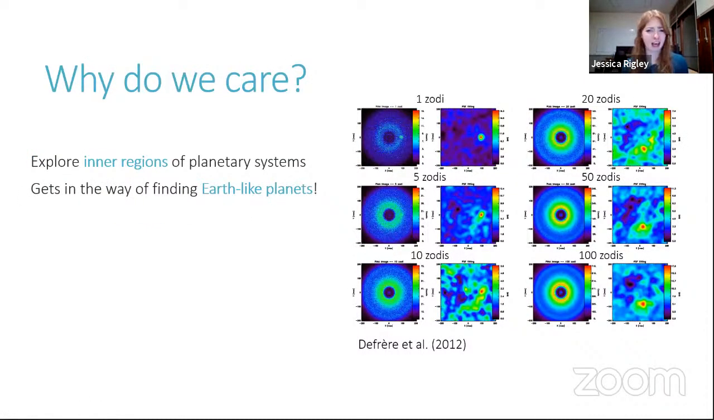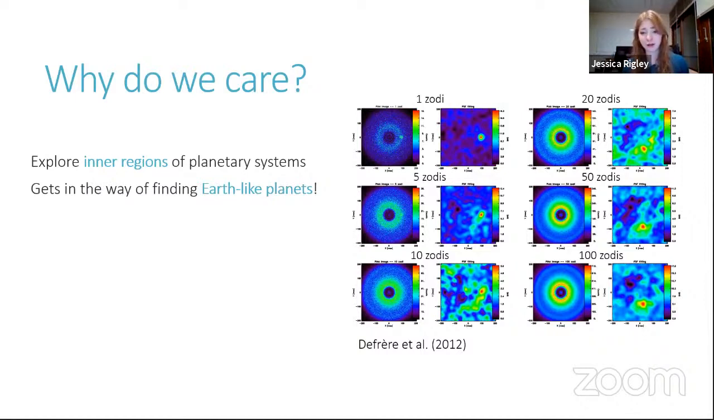So why should we even care about this dust anyway? There's essentially two different reasons. The first one is that it's really hard to see what's going on close to a star, but if we know what's going on with the dust close to the star, that can tell us something about what planets are there and what those planets are doing. So it's essentially another way to learn about what's going on in other planetary systems. But the main reason is that it gets in the way when we try to look for Earth-like planets.